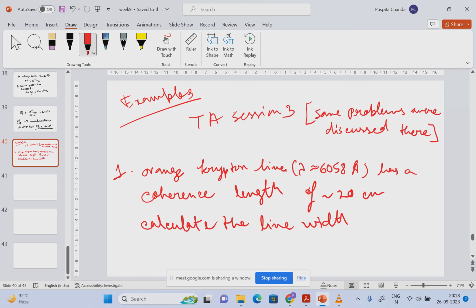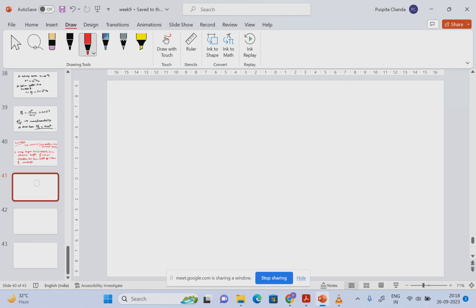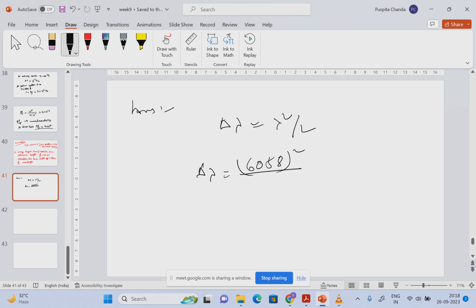It's a line width in terms of length. So delta lambda is 0.018 angstrom.